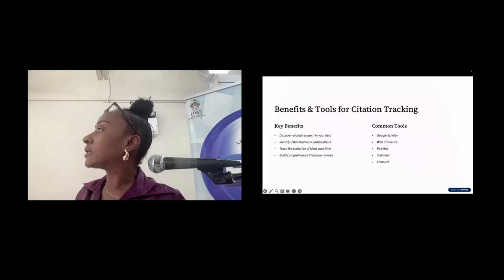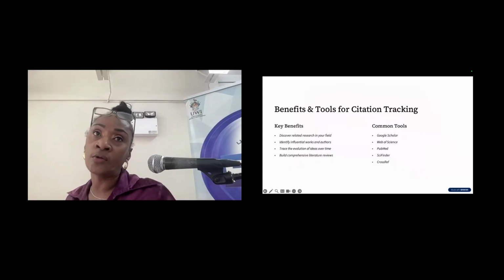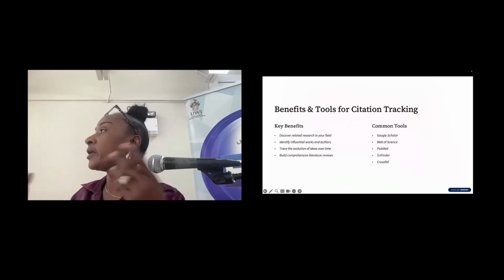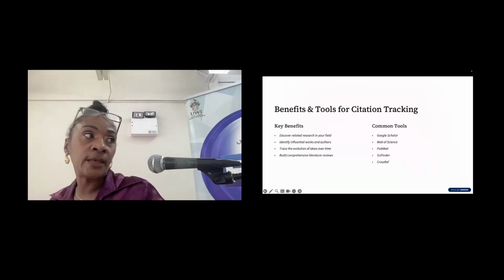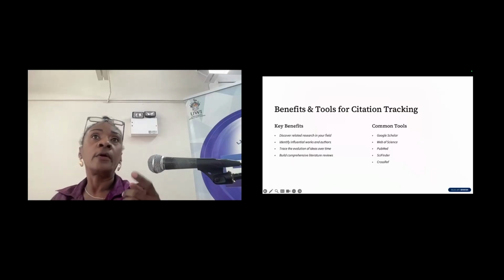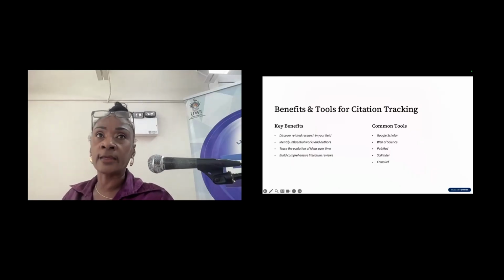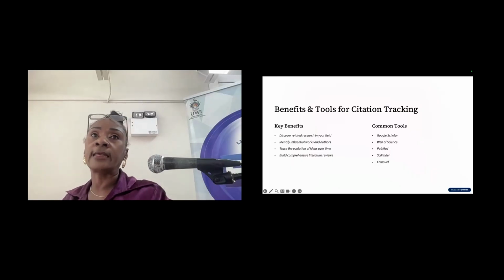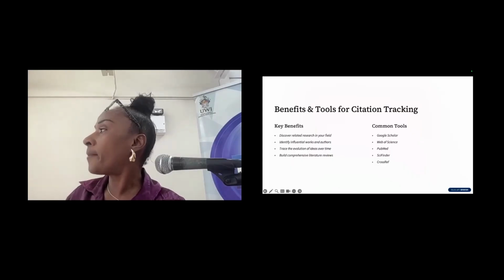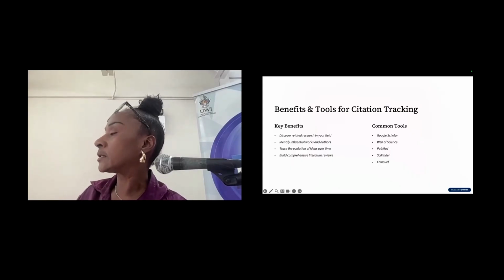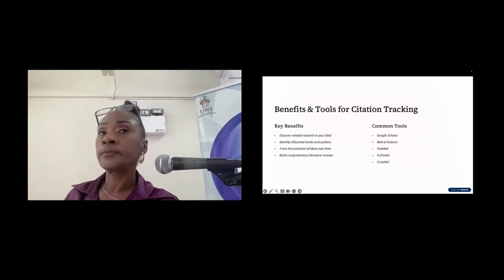Some common tools that you can use for citation tracking are Google Scholar, with a plethora of resources, and Web of Science, a science database with a lot of metrics, which shows articles that cite resources and resources that cite articles. You also have PubMed, for medical resources, Site Finder, and Source Reference.